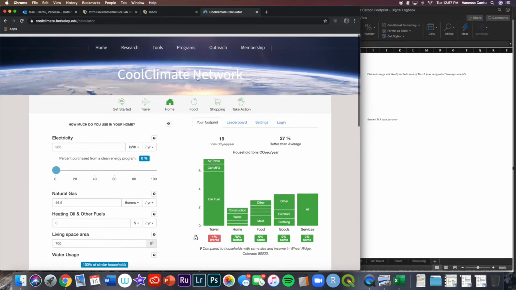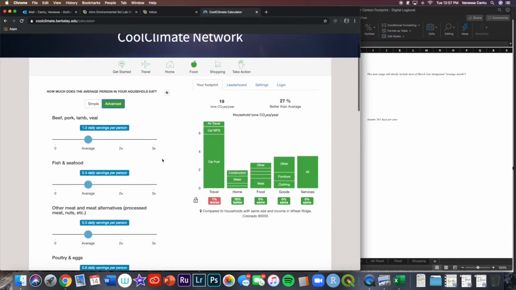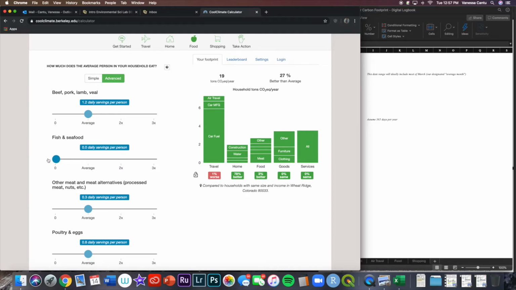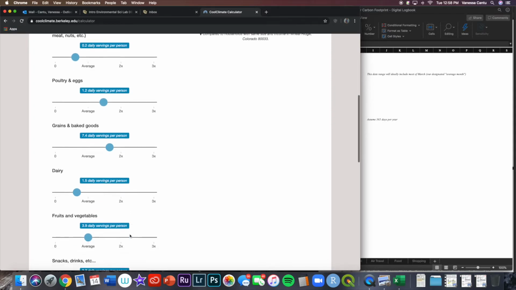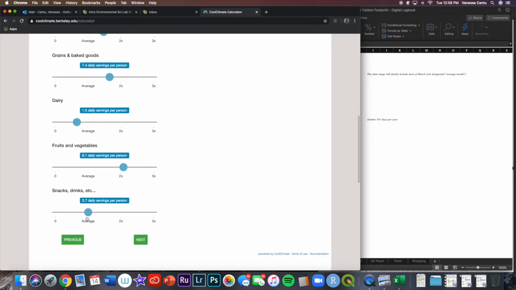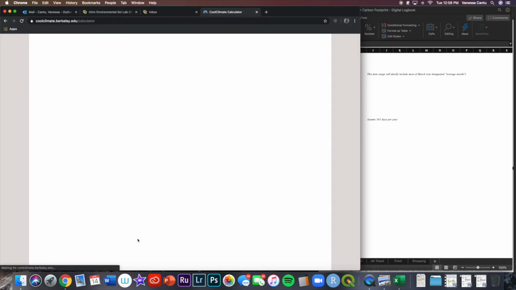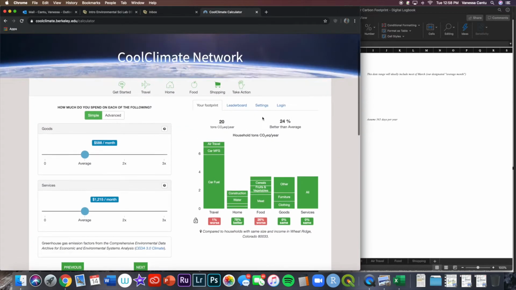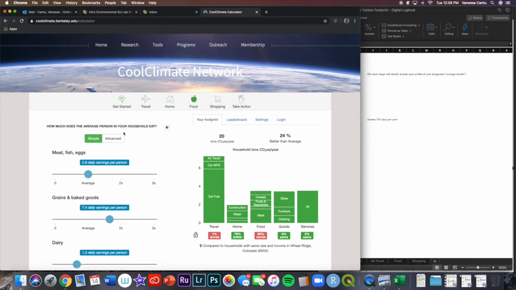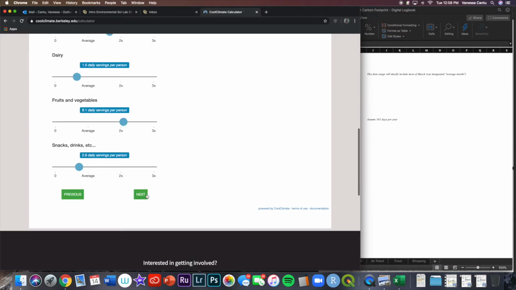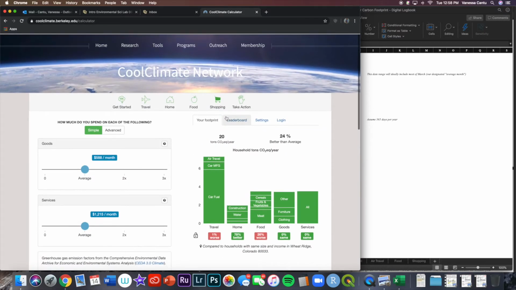Okay, so food, you're going to do advanced, how many servings of each thing you had. Make sure you can see the values change. So whatever you had here, you can put there. And then after you do food, you'll do shopping. So in shopping, you're going to do advanced.